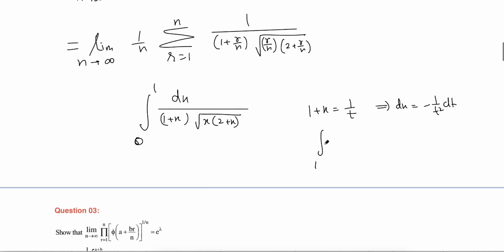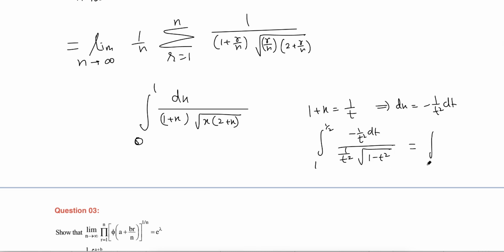When x will be 1, t will be 1 by 2. And dx is minus 1 by t square dt, divided by, this will become 1 by t. And here 1 by t minus 1 and 1 by t plus 1. So 1 by t will be out, so 1 by t square and root of 1 minus t square will come. Calculation part, please do it.